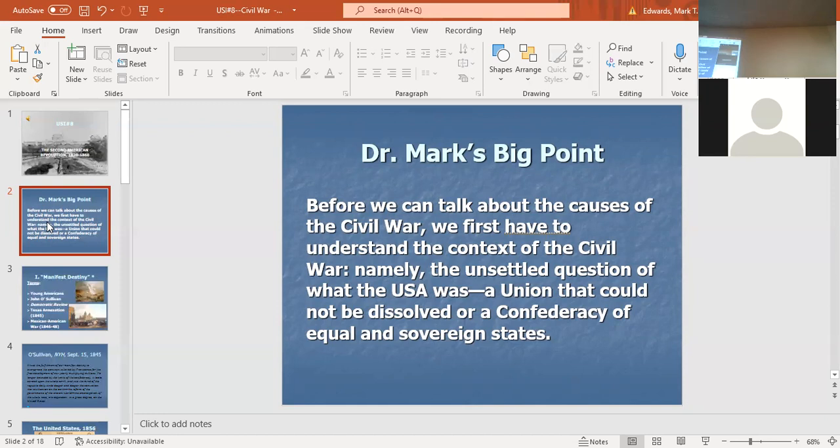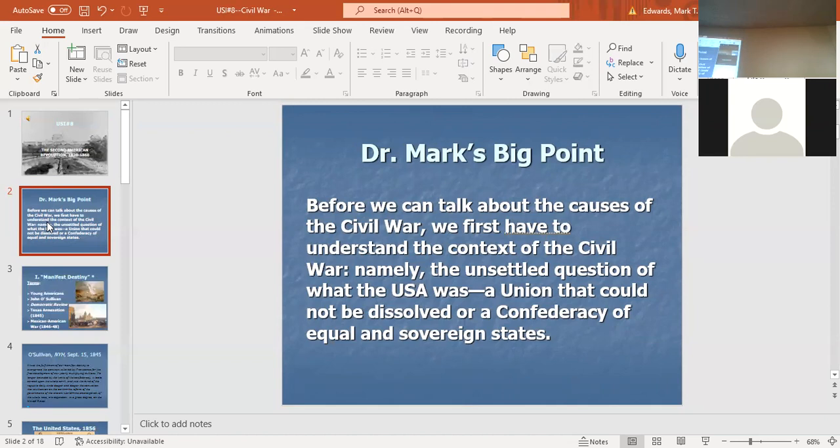In many ways, Washington was right. He was just a little early. If he had said maybe 50, if he had said 60 years instead of 20 years, it would have been pretty prophetic. But the reality is that just because we pass a constitution with the word union in it, it doesn't mean that a majority of Americans accepted that as our identity.